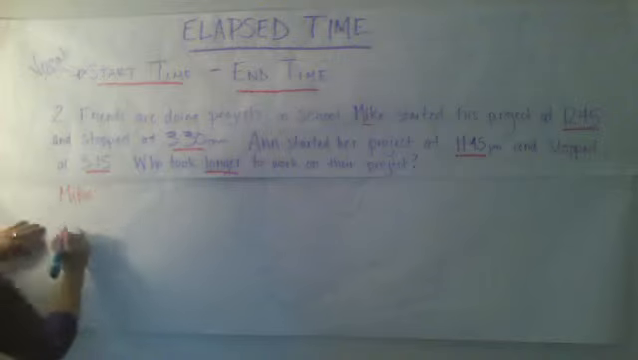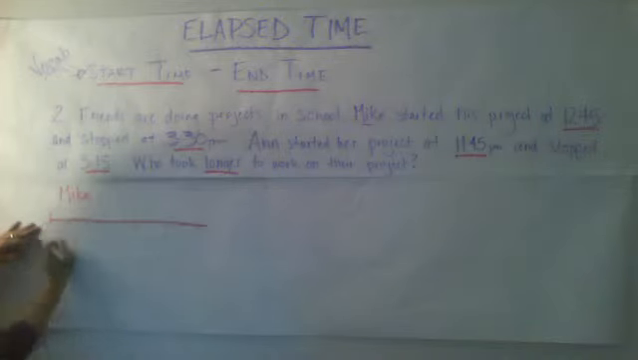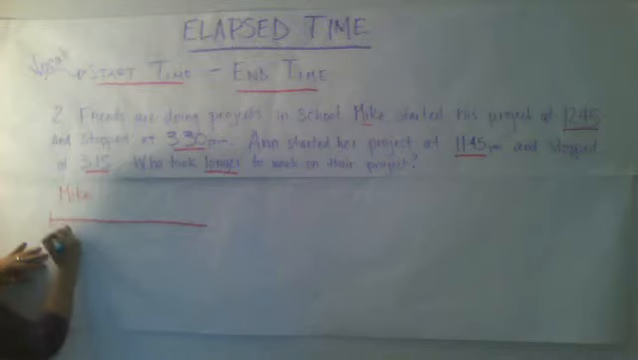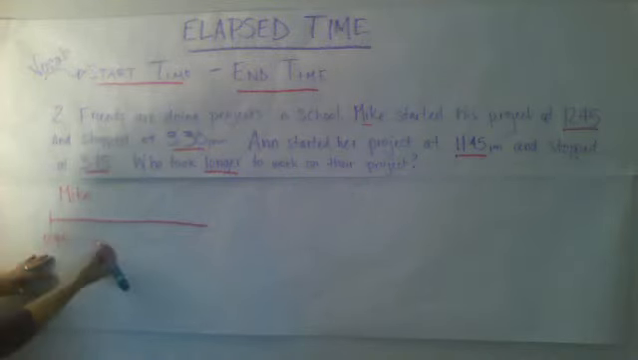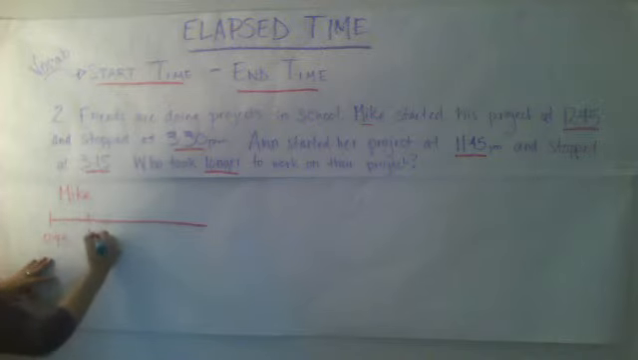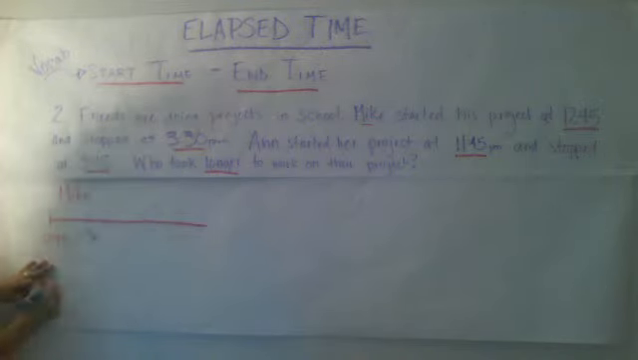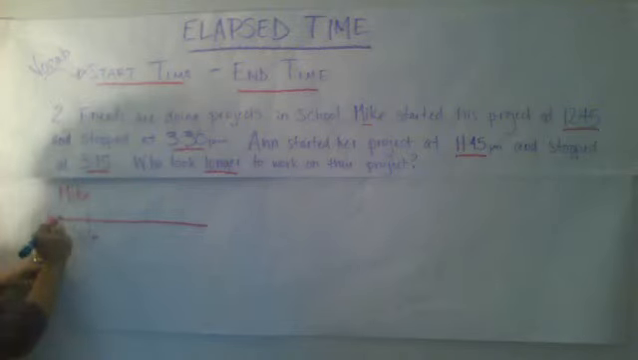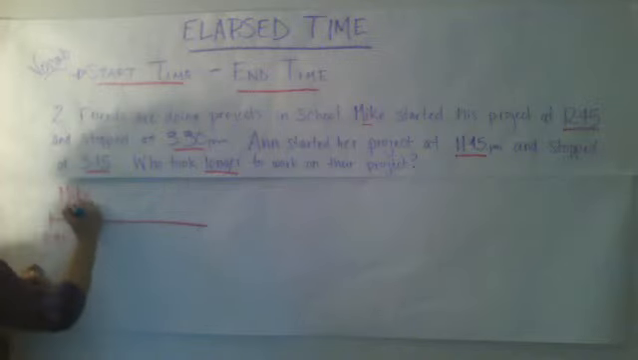For Mike, let's make a line. He started at 12:45. Let's find the next nearest hour and how much time elapsed between that. The next nearest hour from 12:45 is going to be 1 p.m. So let's count by fives to 1 p.m. 12:45, 12:50, 12:55, 1 p.m. Each of these represents 5 minutes. So 5, 10, 15 minutes.